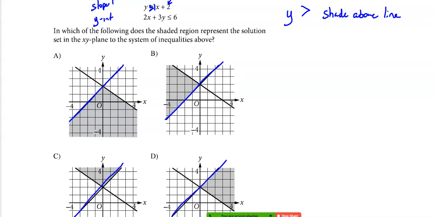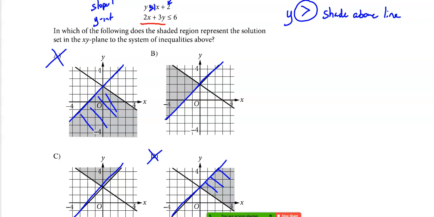Well, if it's y is greater than, we need the shade to be above the line. So that wipes out A, because this shade is below the line. B is okay, because that's above the blue line. C is okay, because that's above the blue line. D is not, because it's below. So I've got it down to a 50-50.